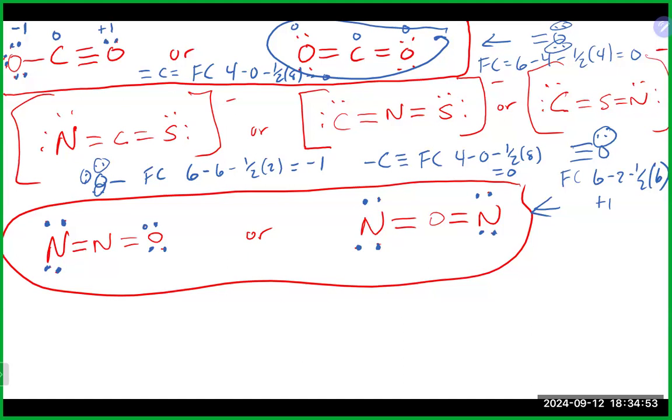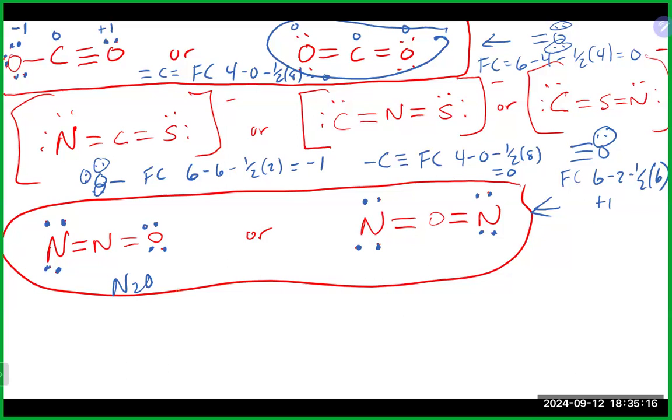Now, when we look at N2O here, we have options. In this option, we decided to put nitrogen in the middle. And in the other option, we decided to put the oxygen in the middle. Our normal rule would be that the least electronegative should be in the middle. So let's see if that works out well in this situation or not.